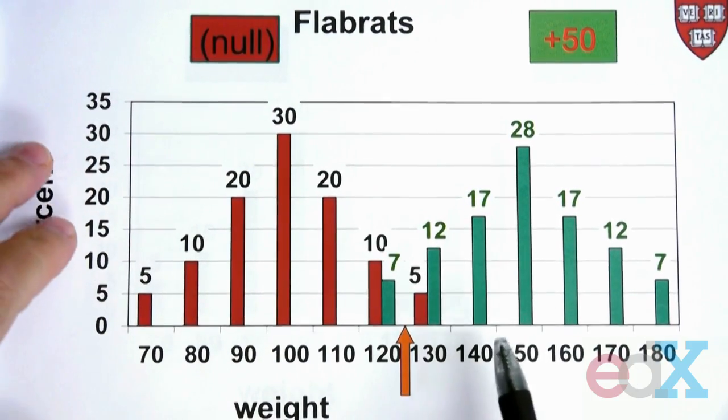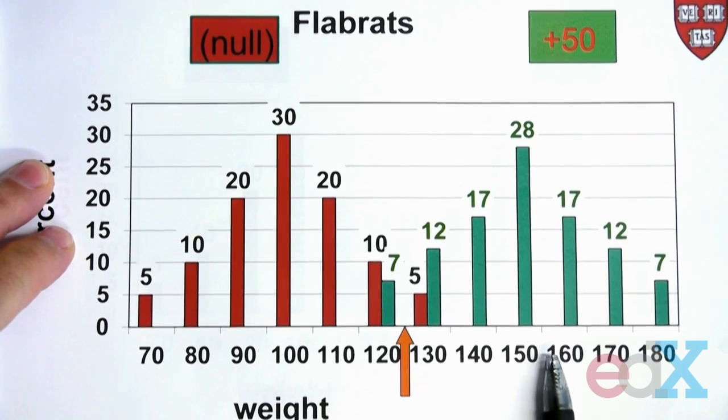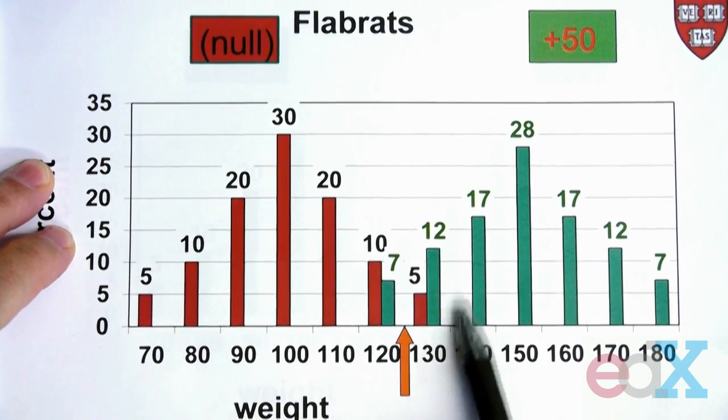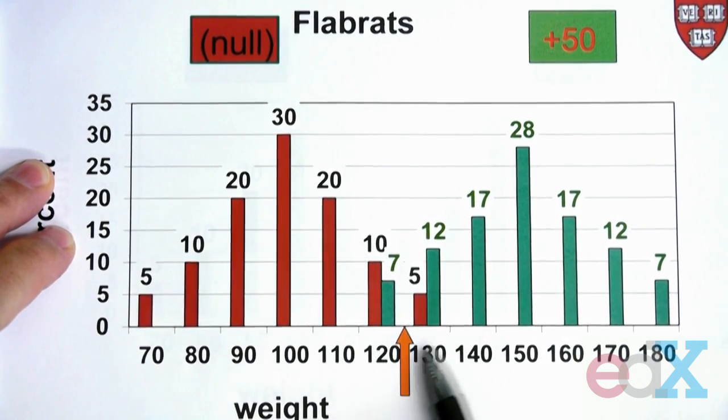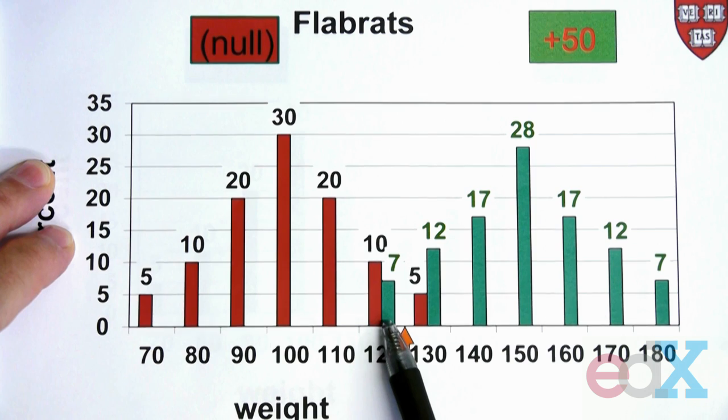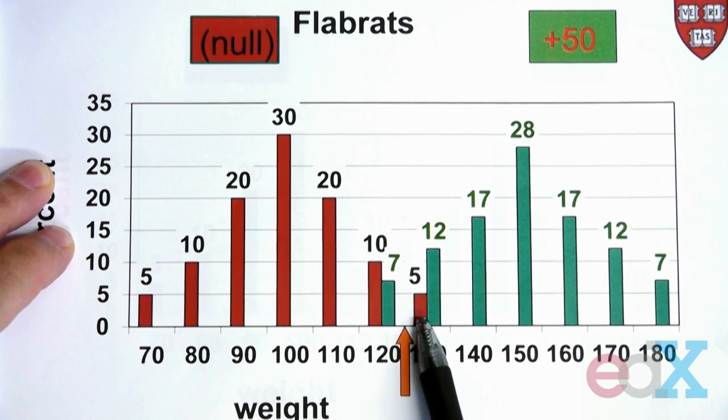Now look what happens with the plus 50. You got some overlap that's going to cause some confusion here. You see, you've got some of the green weighing less than some of the red, or some of the red weighing more than some of the green. In fact, 7% of the green weigh less than this 5% of the red. So what would you do?